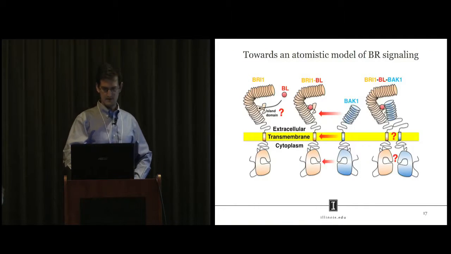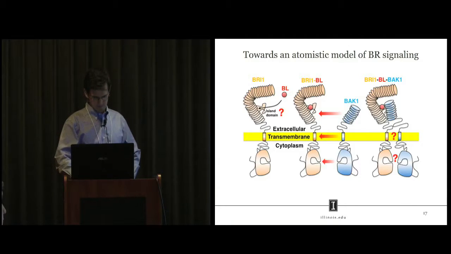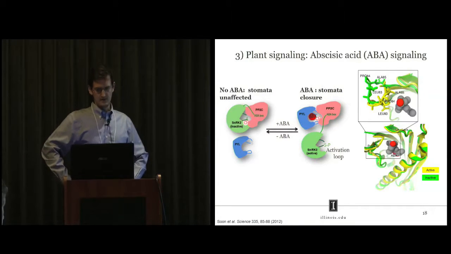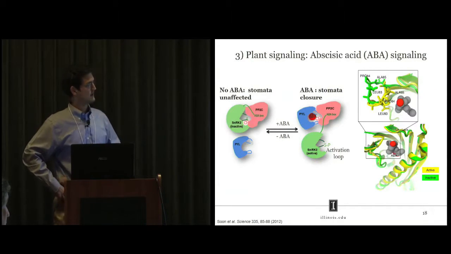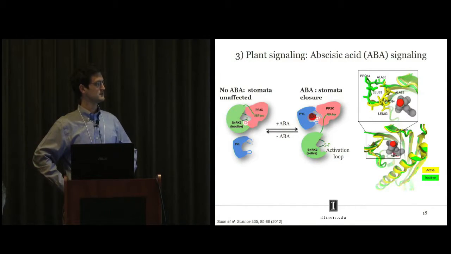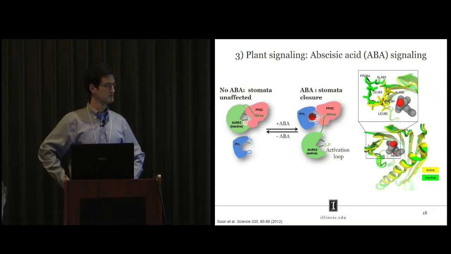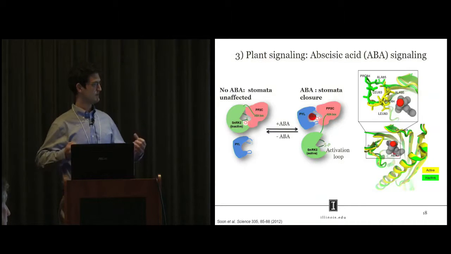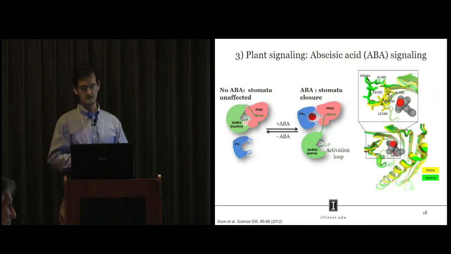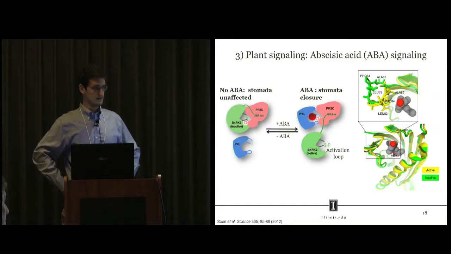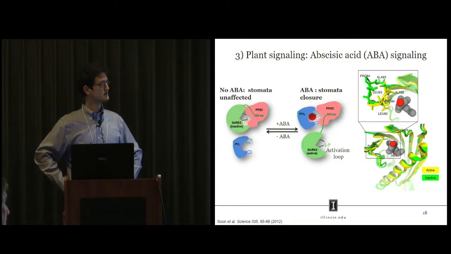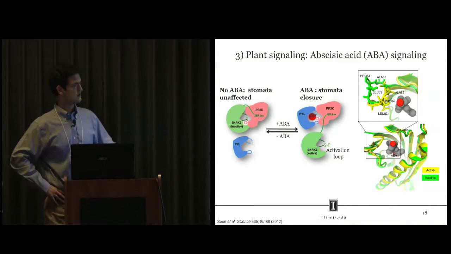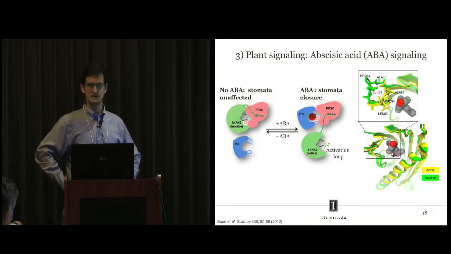Okay, so we're trying to create a whole model of this signaling. And so we also looked at the abscisic acid signaling pathway in plants. So it's another hormone which controls water loss in plants. When it's present, it can bind to its receptor, and that makes it bind to another protein and leads to closing of pores, which control water loss in plants. When it's not present, the pores remain open and water can be lost from the plant. So this is clearly important for drought resistance.